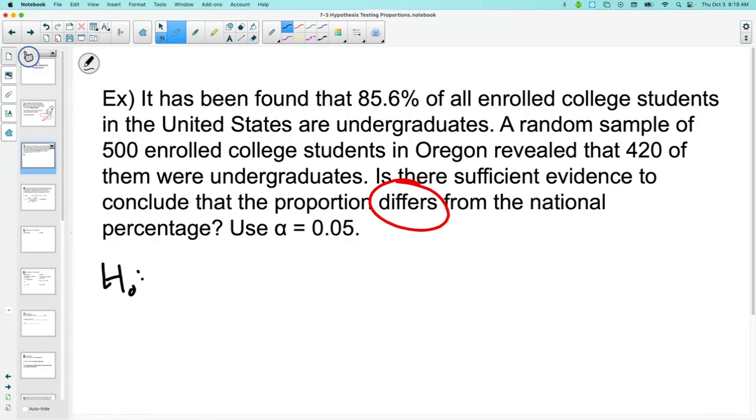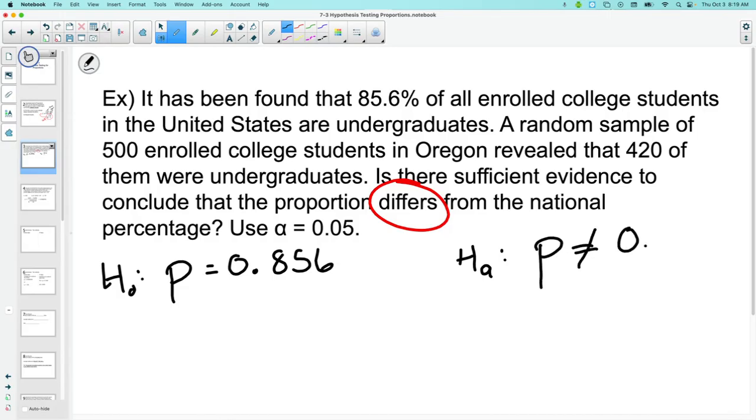The hypothesis is that the proportion, I'm going to use P instead of mu because it's a proportion, a percentage. I'm going to say, hey, the proportion is just what you said it was. Proportion's 85.6. Maybe that's the same here in Oregon, I don't know. My alternate is what I'm going to check. I think maybe this is not 85.6, I don't think it's the same. I think it's different. And we put that in. So that's kind of step 1, setting that up.